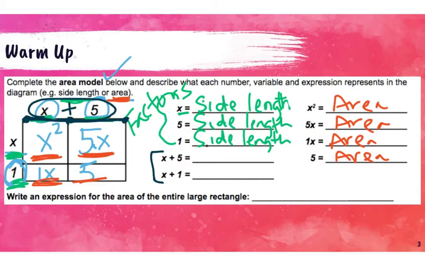So that would actually be a side length. But instead of just saying what one of the little sides is, like this is x as a side length and this is 5 as a side length, x plus 5 is the whole side length. And then the same rationale down here. x plus 1 gives you this entire side length. Side length.